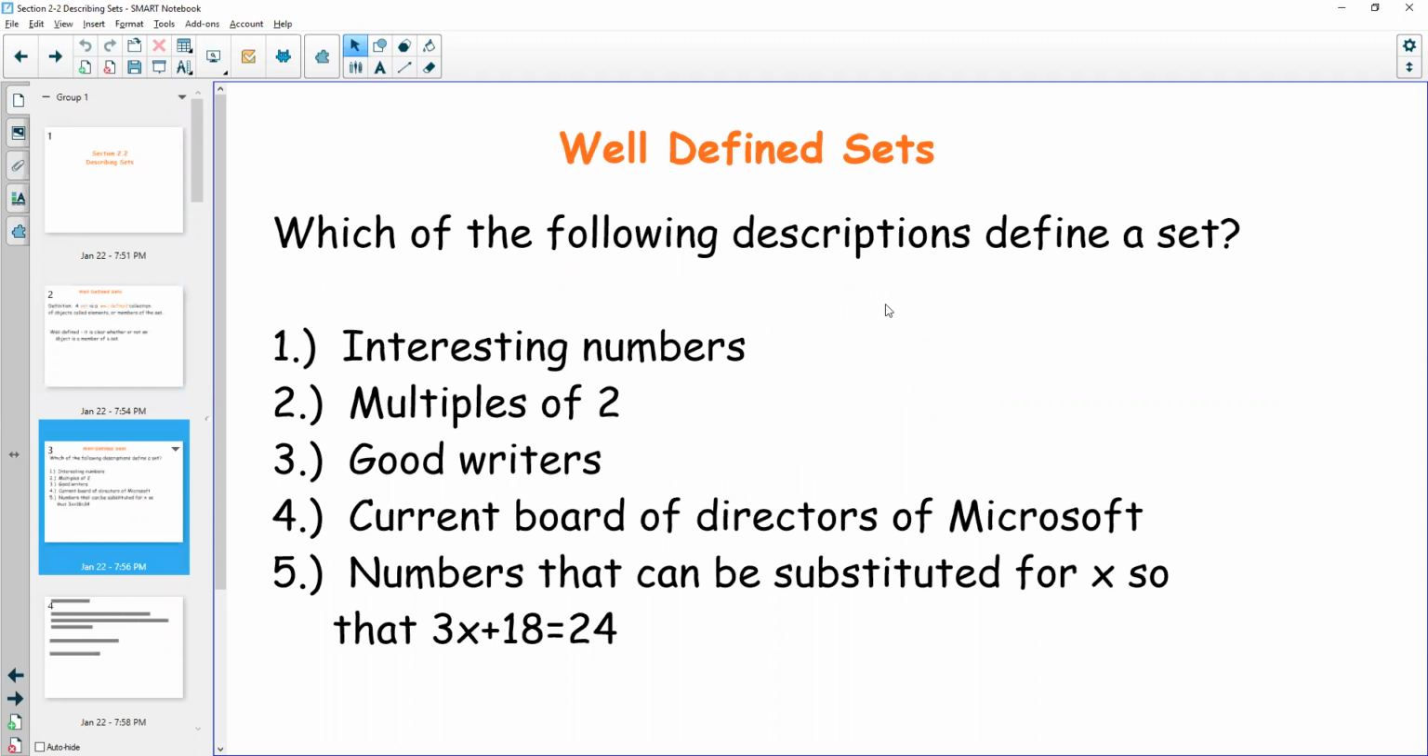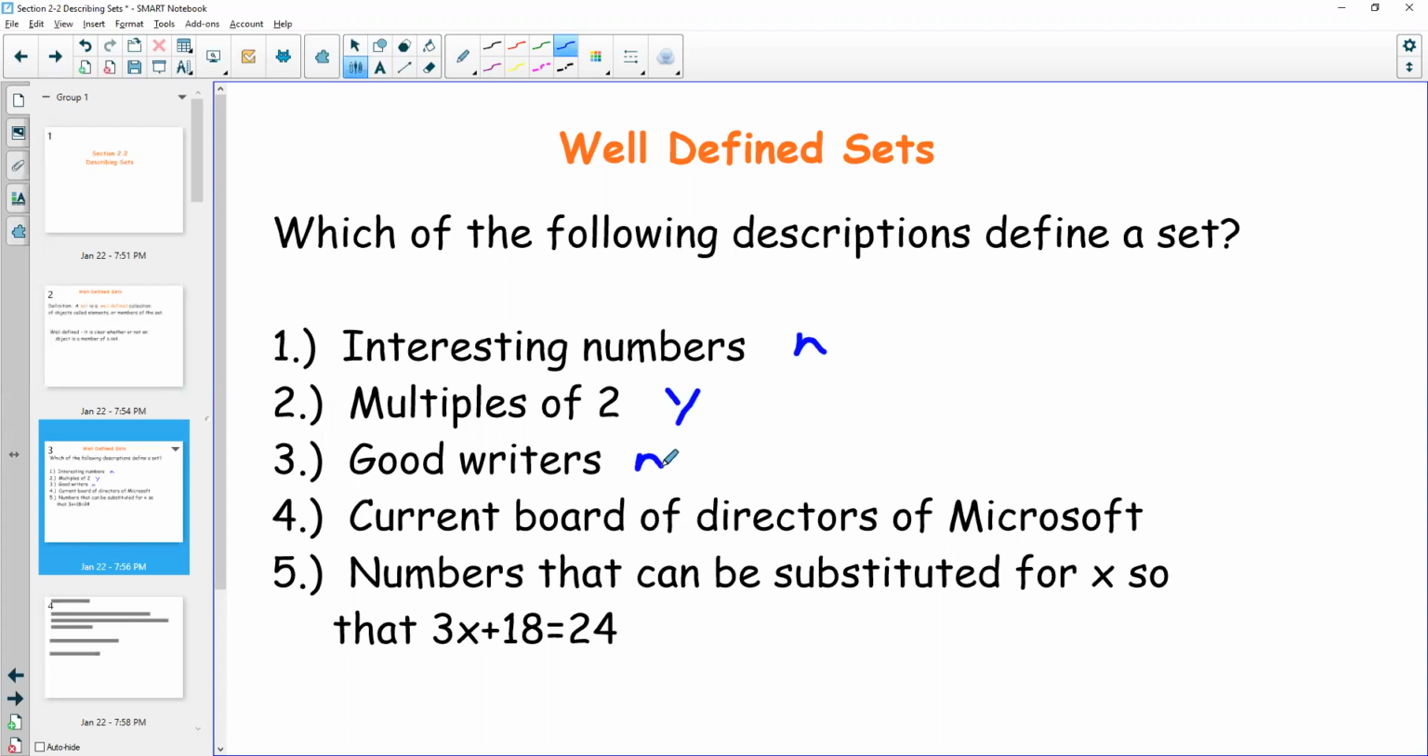So which of the following things are a set? Is interesting numbers a well-defined set? No, because your set and my set would be different. Or maybe there's nothing in your set, I don't know. It's not a concrete, black and white kind of thing where we could figure out what's in or not. Multiples of 2, yes, because we could actually write that out and write a rule for it. Good writers? Again, kind of an opinion.